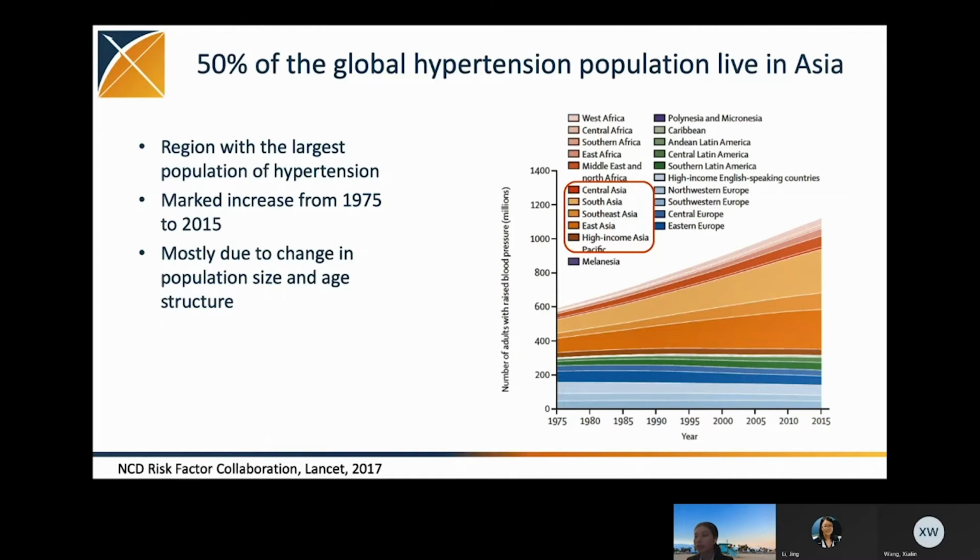Hosting 60% of the world's current population, Asia has observed a high growth rate in hypertension from 1975 to 2015. The increase is mostly due to change in population size and age structure. As the population continues to age, hypertension will be a major public health threat in Asian countries.